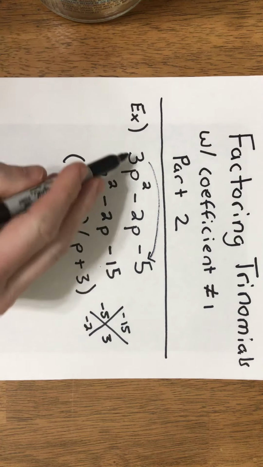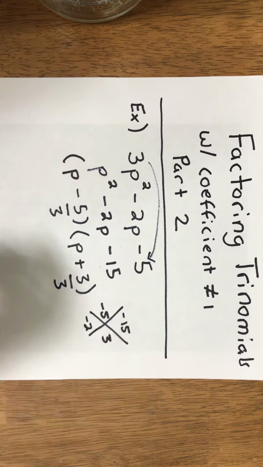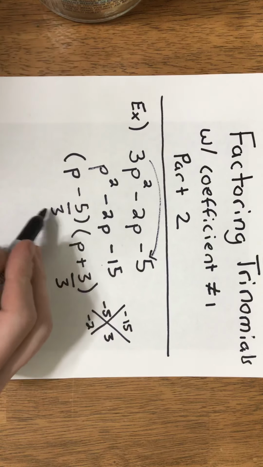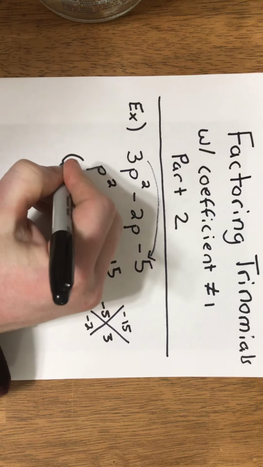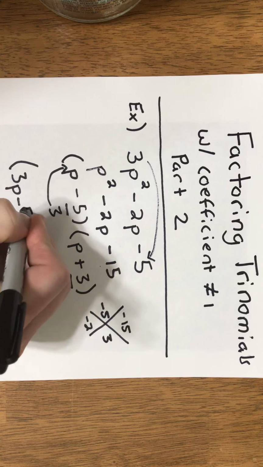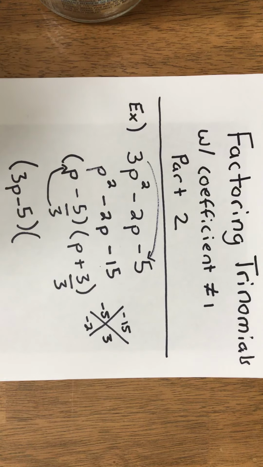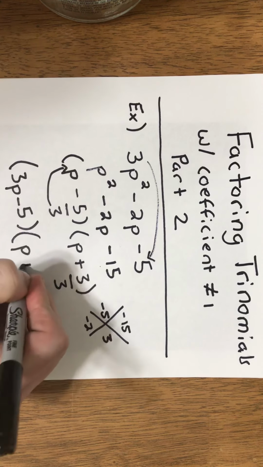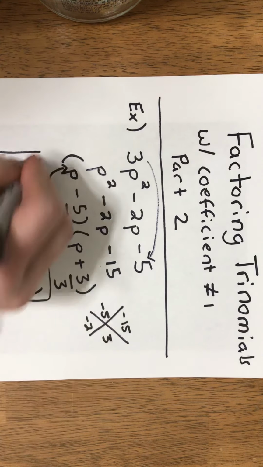And now I need to slide that 3 back in. Now 5 divided by 3, can't really do much there. I can't reduce that at all, and 3 definitely does not go into 5 evenly. So I'm just going to pop this 3 right up front here. So this will be 3p minus 5. Now with this one, 3 divided by 3 is 1. So we get sort of lucky here, and this is just going to be p plus 1. And this will be our answer.